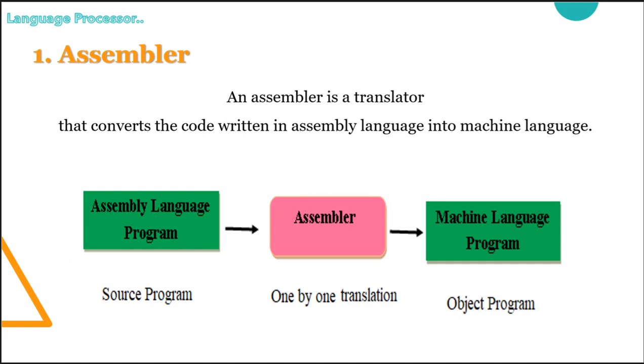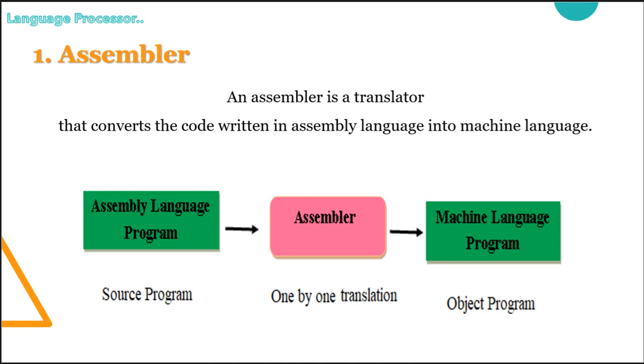The code written in assembly language is in some sort of mnemonics. Mnemonics means a certain kind of instruction. Like for addition, we just need to write ADD. For multiplication, we just need to write MUL. So in this way, we need to code our language in certain kinds of instructions, and the assembler is basically able to convert these mnemonics into binary codes.